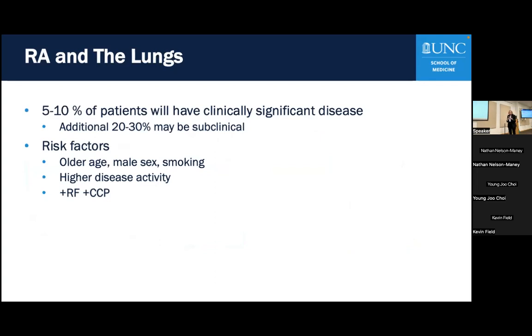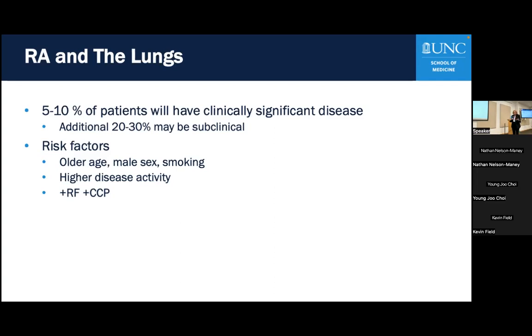So rheumatoid arthritis can involve the lung. About 10% of patients with rheumatoid arthritis will have clinically significant lung disease. Some patients will have subclinical disease, so they'll have abnormalities in their chest x-ray, but they really won't have symptoms. The risk factors for lung disease in rheumatoid arthritis include older age, men more than women, and if you smoke.